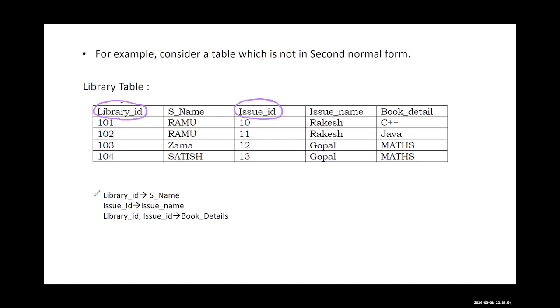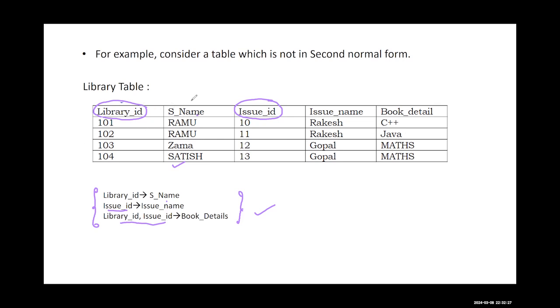Why? Before understanding that, let us see the dependencies of this table. So what is given here? It is saying that library ID alone can determine the student name. So if I have a library ID, I'll be able to determine the name of the student. Similarly, if I have an issue ID alone, I can determine the issue name. And library ID and issue ID together will determine the book details, which means, let me draw and show you.